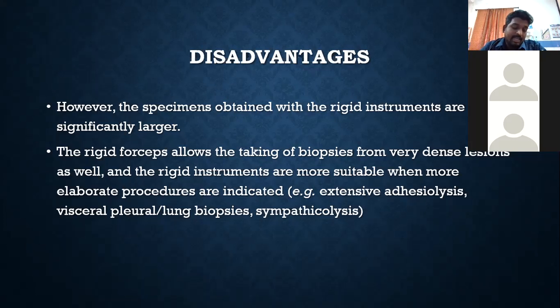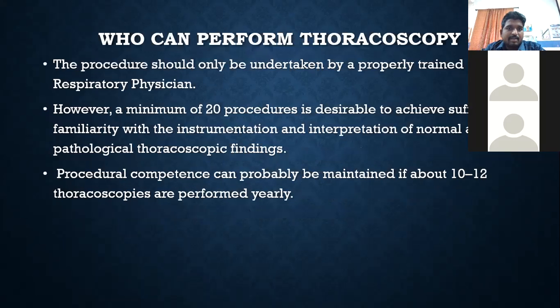I'm not saying that the semi-rigid thoracoscope is not useful for therapeutic purposes such as adhesions. We can very well do it with the semi-rigid thoracoscope also. We have a cartridge, and you can just directly use the cartridge to cut all the adhesions, which is also very simple. But we need all the instruments for that.